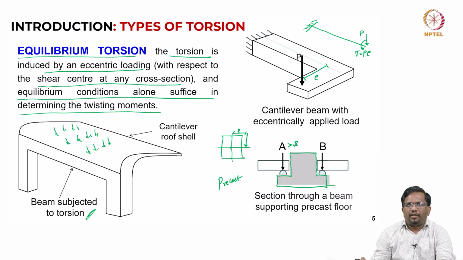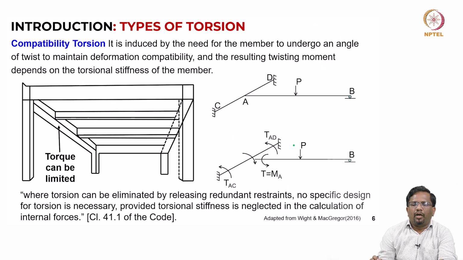Again, equilibrium torsion comes because of the eccentricity of the applied force with respect to the shear center on the cross section, and equilibrium conditions alone are sufficient to find out the twisting moments. Now, there is one more type of torsion that we have, which is called compatibility torsion. As you can see, this can be explained very easily from this.